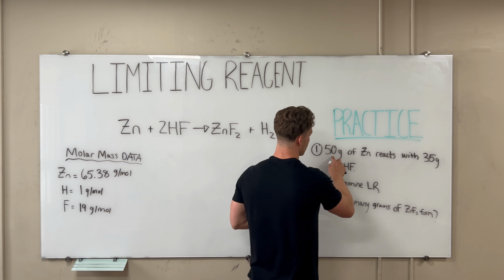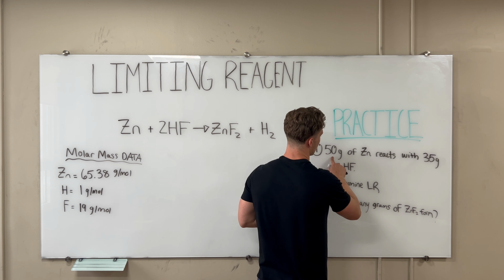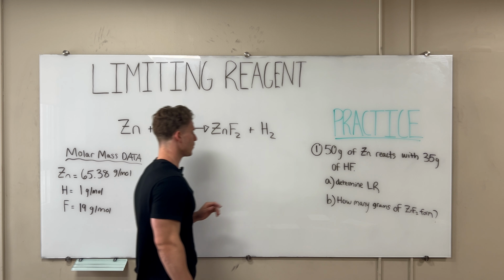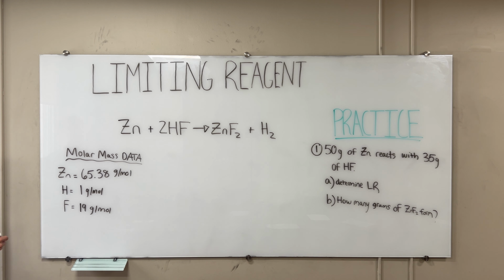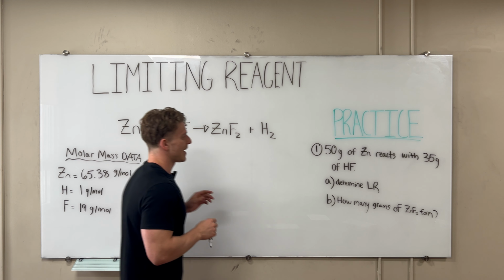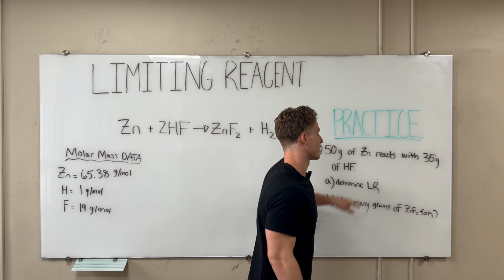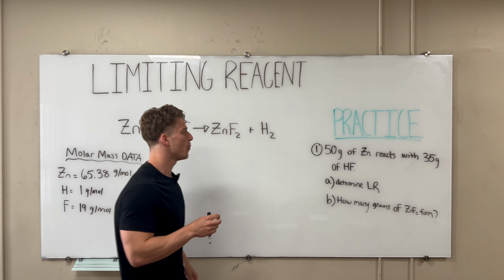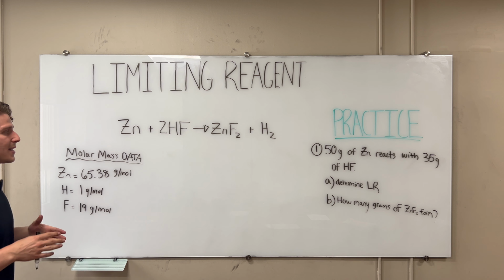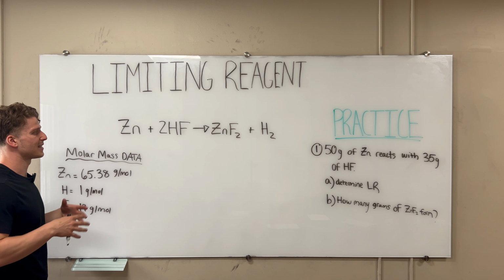So in this practice problem, it says that 50 grams of zinc reacts with 35 grams of HF. Determine the limiting reagent, and we want to know how many grams of ZnF2, zinc fluoride, form. Okay, so how are we going to do this? Well, the first thing we want to do in a problem like this is get moles of our reactants, right? Grams do not help us much in a problem like this. We want to get moles, and it'll make sense in a second.